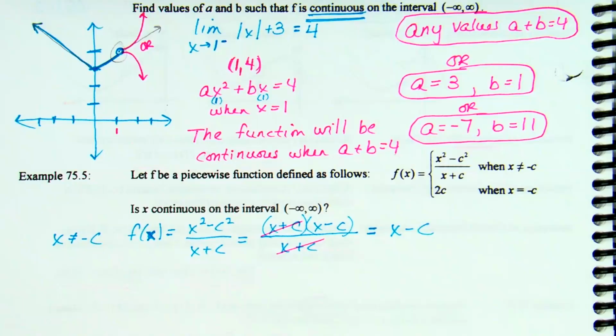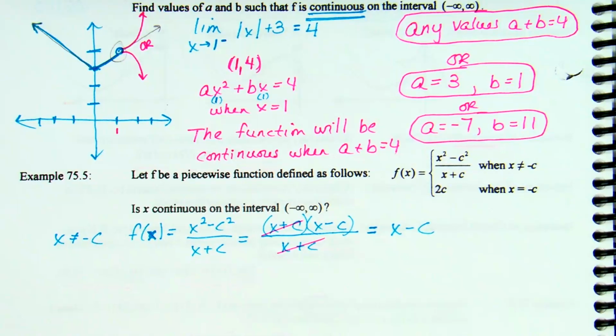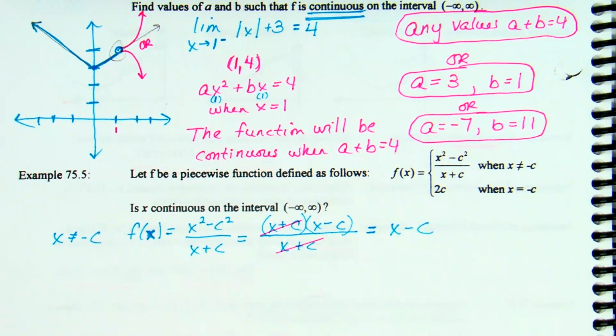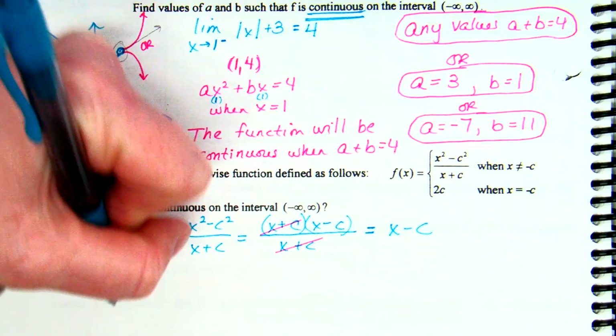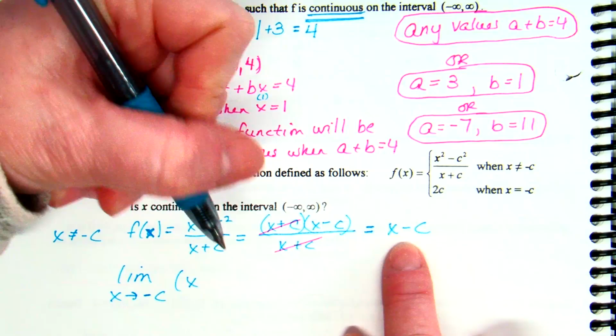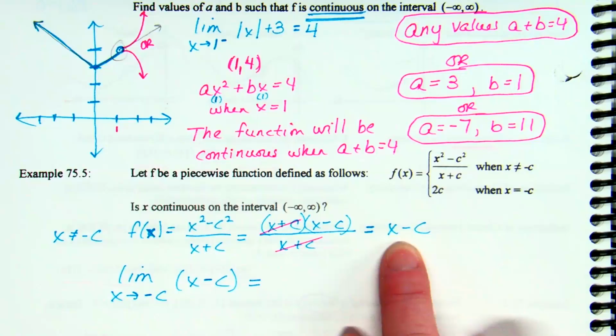Okay, so our function is equal to x minus c everywhere except at this point, yes? So what we need to show is that the limit as we approach from the left and the limit as we approach from the right has to equal what it equals at that point. So let's look at the limit as x approaches negative c. And what is a way to call this? X minus c. And honestly, we can look from either way here.